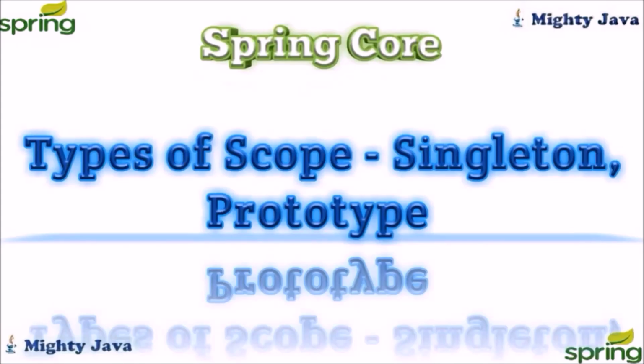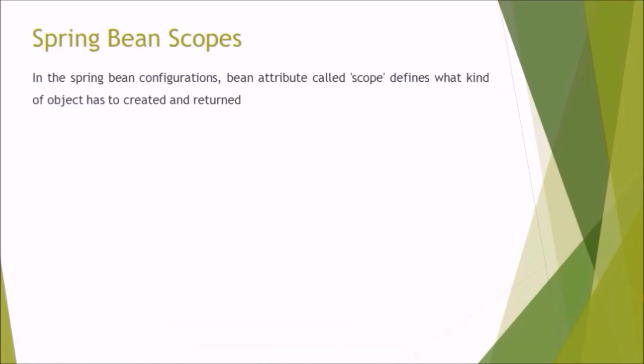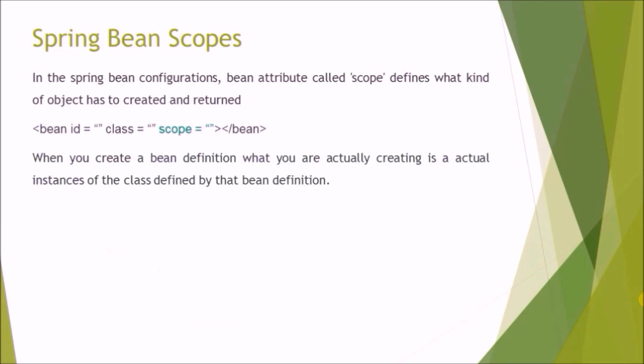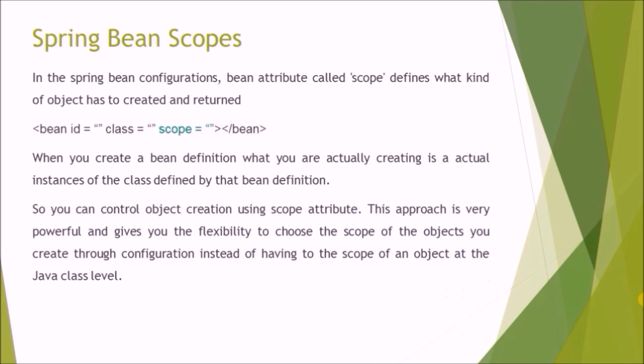In this video, we will see the types of scope provided by Spring. In the Spring bean configuration, the bean attribute called scope defines what kind of object has to be created and returned. Here is the syntax. When you create a bean definition, what you are actually creating is a recipe for creating actual instances of the class defined by the bean definition. So you can control object creation using the scope attribute. This approach is very powerful and gives you the flexibility to choose the scope of the objects you create through configuration instead of having to set the scope of an object at the Java class level.